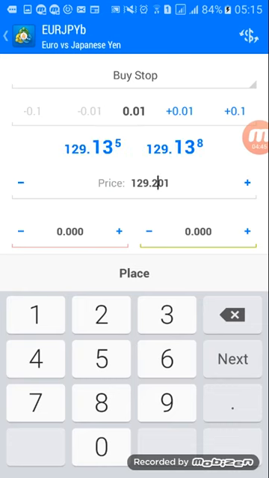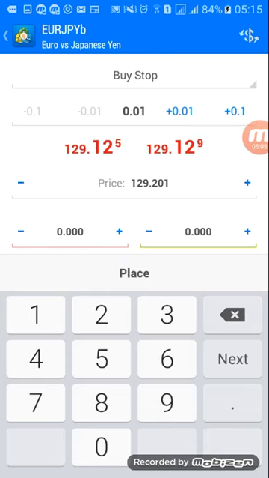Remember, suppose you have 10 USD equity, and then you place your trades with maybe 0.05. That's too much for that equity. Okay, I'm not going to explain that now. I just wanted to explain buy stop and sell stop.